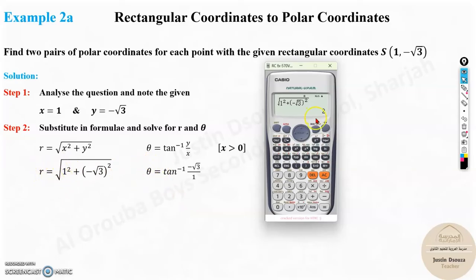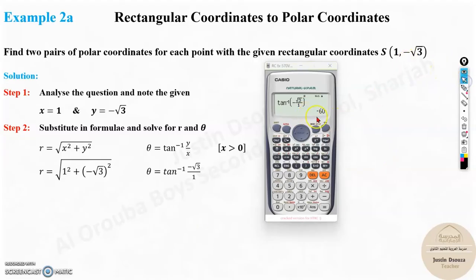What about the theta angle? It is tan inverse, shift and tan, minus root 3 divided by, sorry, this is root 3 divided by 1, close the bracket. The answer is minus 60 degrees. So now they have mentioned two pairs, so you can use minus 60 and you can find the coterminal as well. So it depends on the option, how many coordinates they have given.